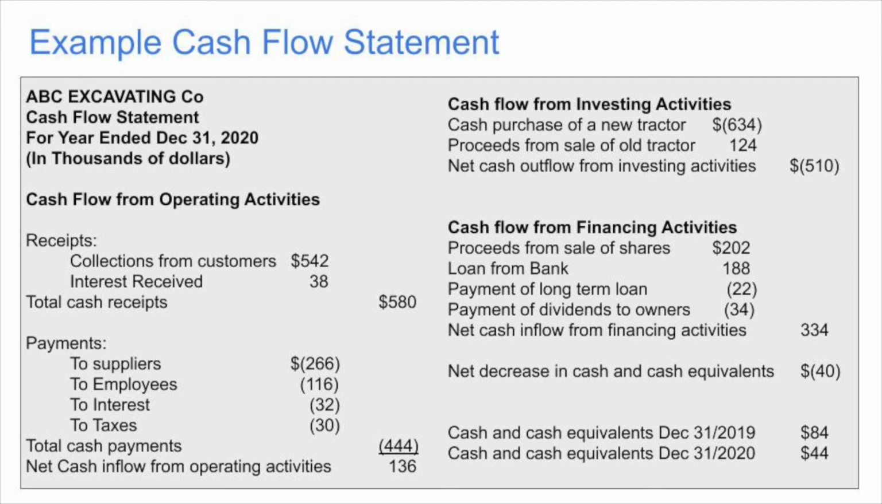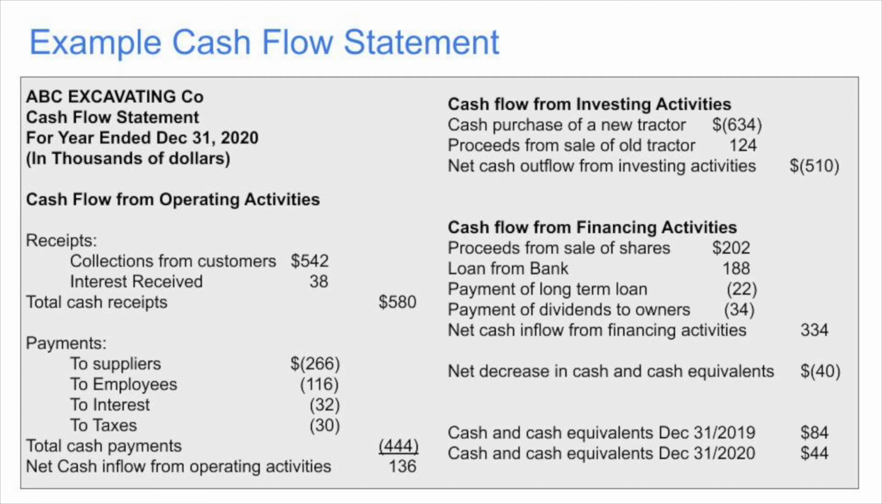Now, if we add it all up, we had 136 net from operating, 510 negative from investing, and 334 net positive coming in from financing activities. That gives us a net decrease of $40,000. We add those numbers together, and that comes out to negative $40,000. And we ask ourselves, well, we started off with $84,000 in the bank. It went down to $44,000 in the bank, a difference of $40,000. This calculation in the cash flow statement explains why the cash went down, okay?